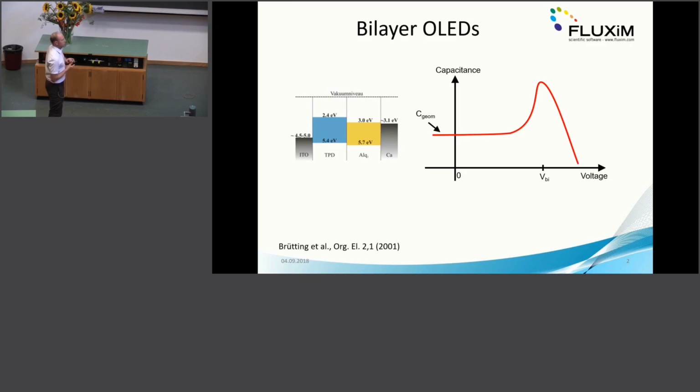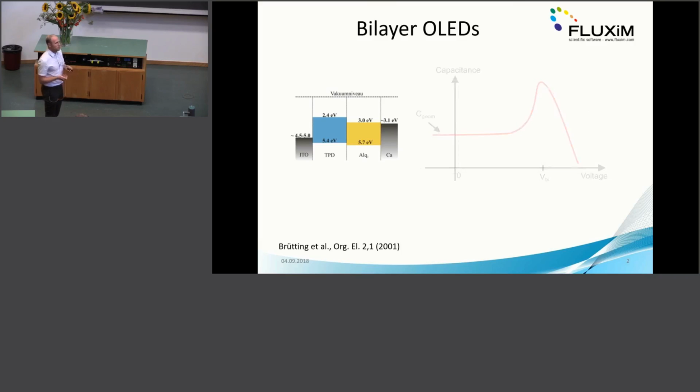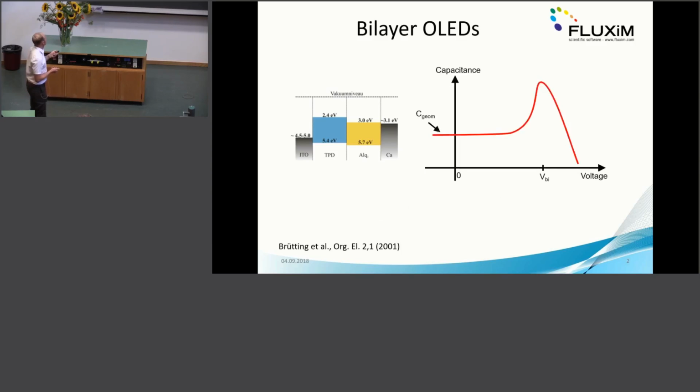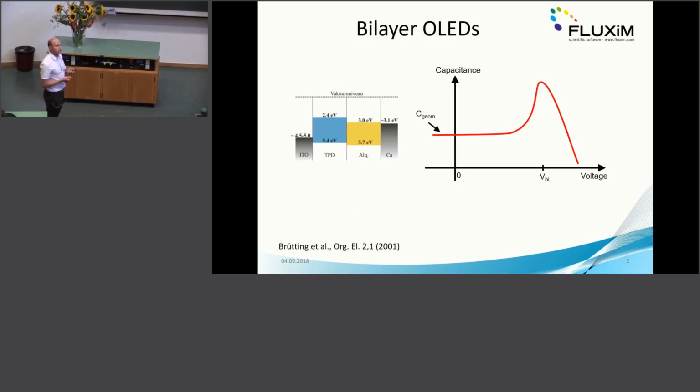In a standard capacitance-voltage experiment, you would observe a curve like this. Under reverse bias, you observe the geometric capacitance: the diode is blocking, there are no charges inside, and the geometric capacitance of the full device is what you measure. If you increase the voltage, at some point charges are injected and the capacitance increases, and when the bipolar injection sets in around the built-in voltage, you will find a peak of the capacitance.